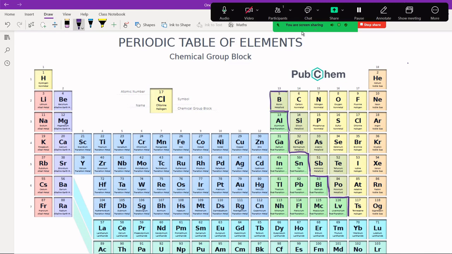But if you'll notice, there are some elements that are known as metalloids or semi-metals. And these are the ones I'm going to continue highlighting with purple. So you have boron, silicon, germanium, arsenic, antimony, which by the way has an interesting chemical symbol.